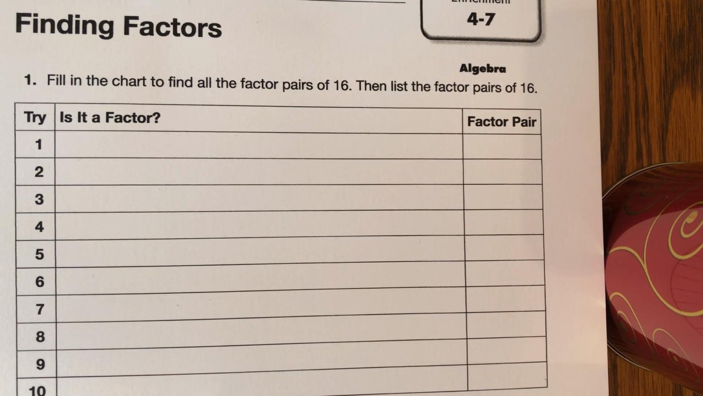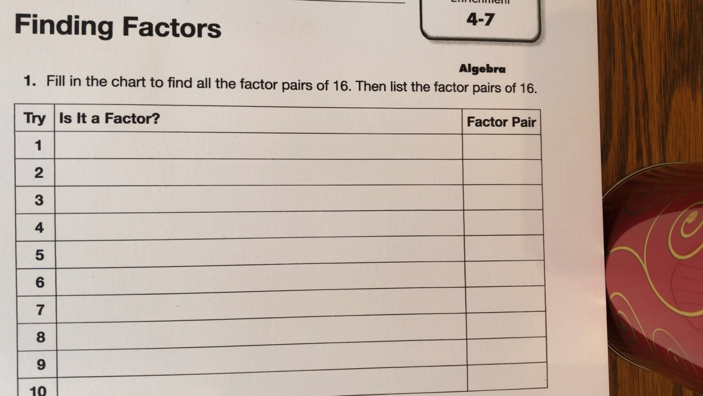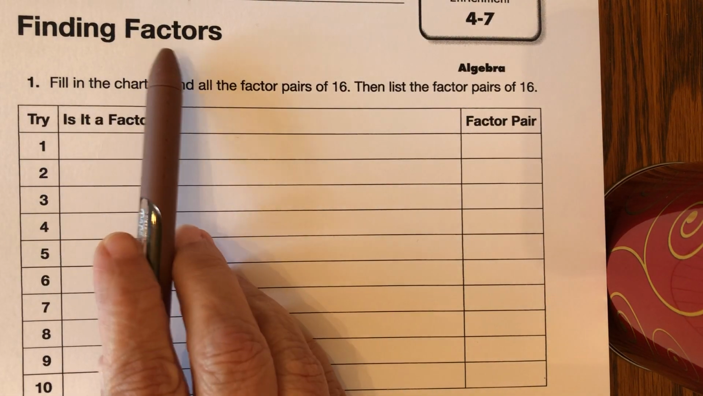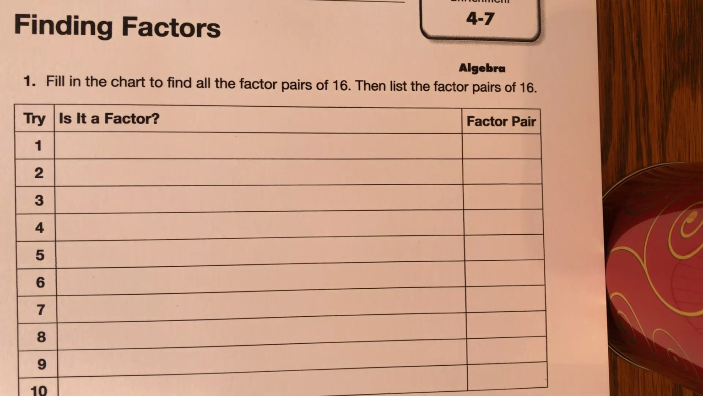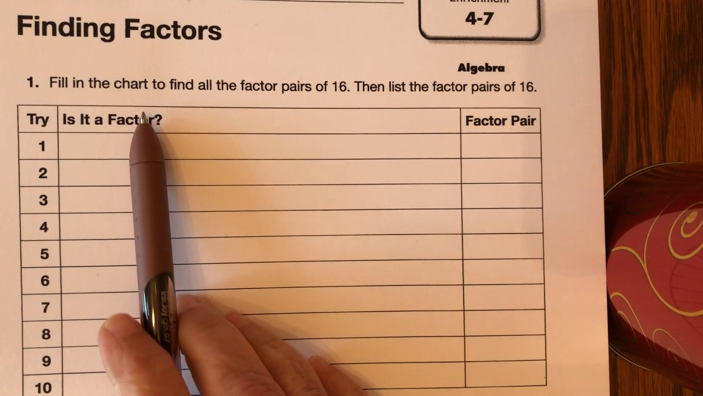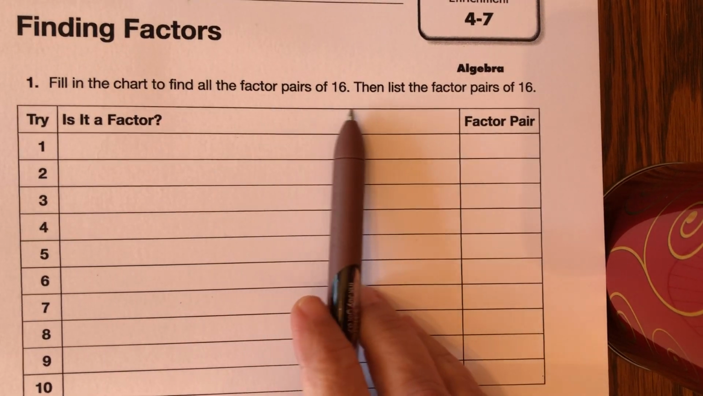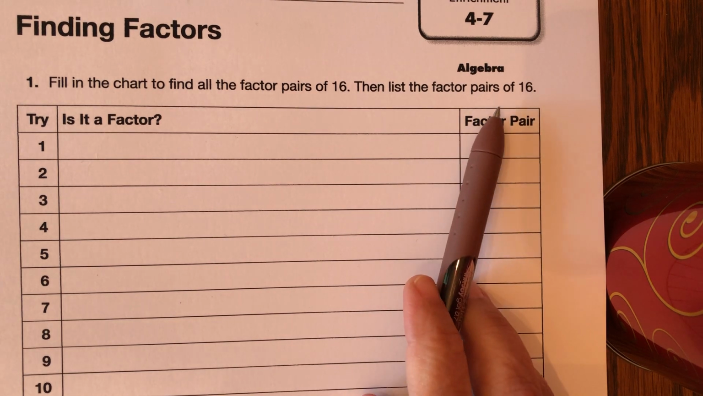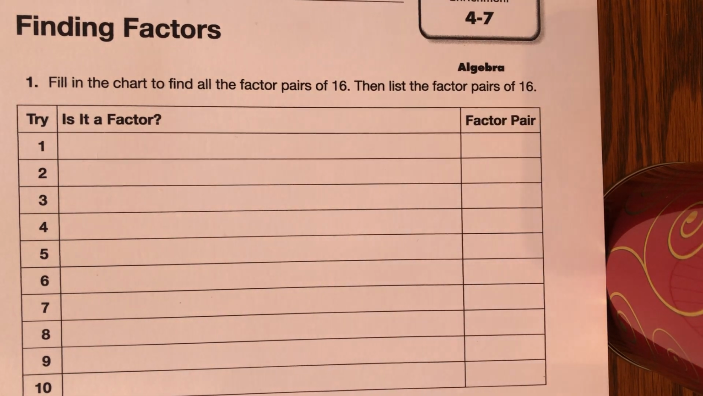The worksheet that I am looking at, you have in your packet. It was right behind the answer sheet for the Batman task cards that you completed earlier today. This is the second sheet. It's entitled Finding Factors. And on this sheet, we are going to, first of all, find all of the factor pairs for the number 16.